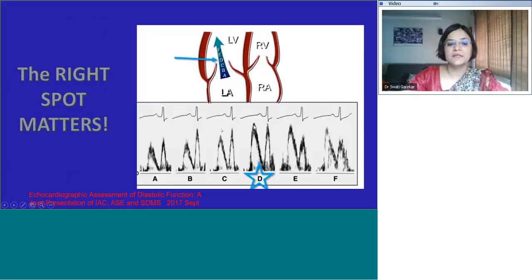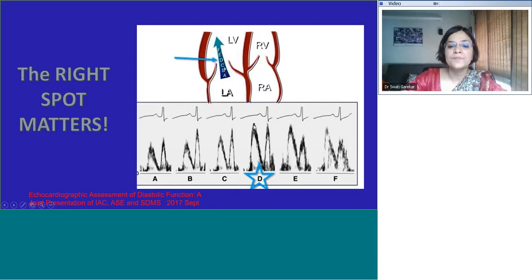All right, so this is the most important slide, one of the most important slides of this presentation. This looks at where the gate should be for analyzing diastolic dysfunction. It has to be pulse wave Doppler, and the position has to be right here at the tip. Not here at C, not at B, not at A, not at E or F either. Now why does it matter?